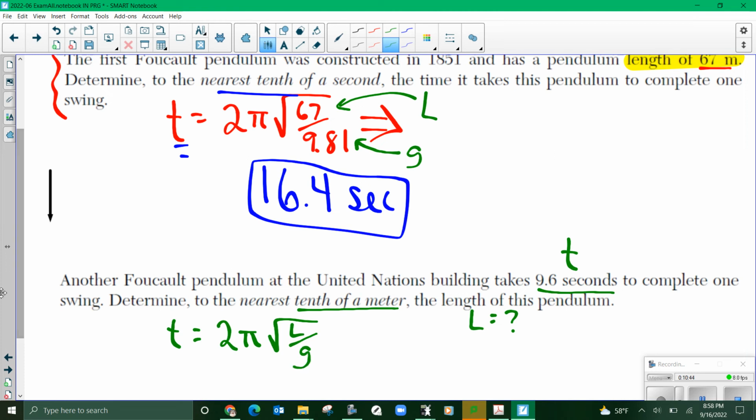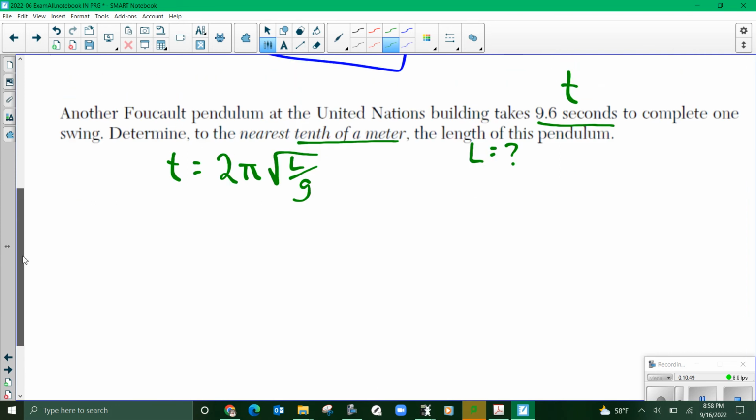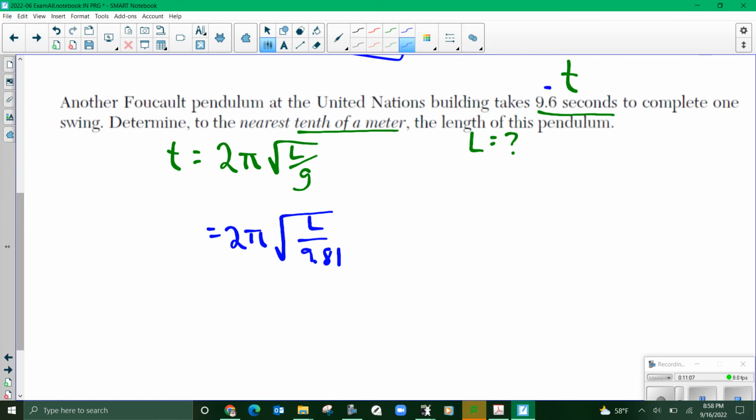Now, let me extend this, give us a little bit more space to work with. We know that g is always 9.81. We are solving for L. We have 2 pi here, and they tell us that our time is 9.6 seconds. So I'm going to put 9.6 here. All I'm going to do is peel away and get the L alone. The first thing I'm going to do is divide both sides by 2 pi.